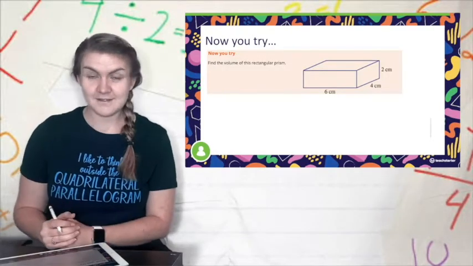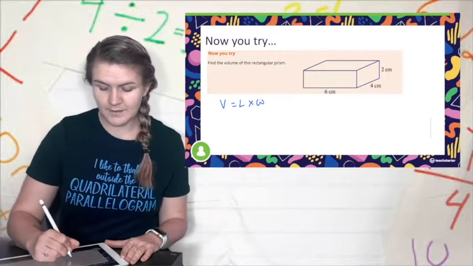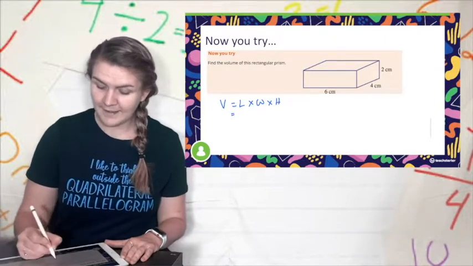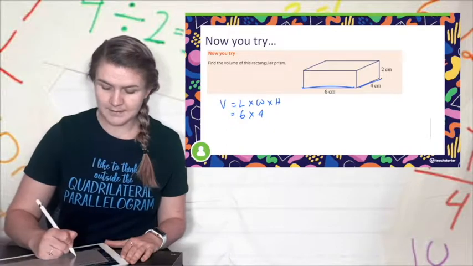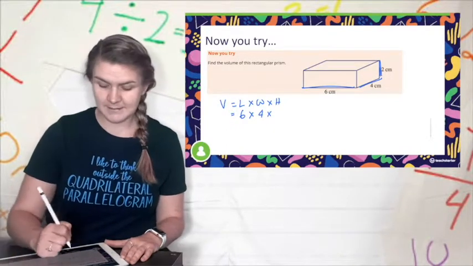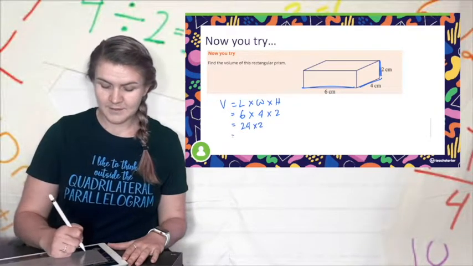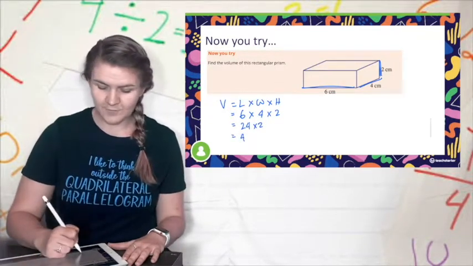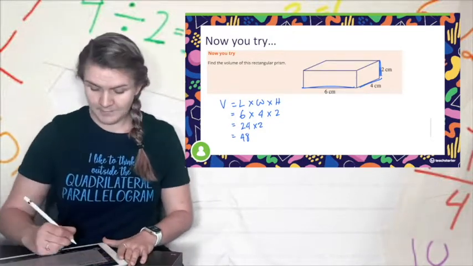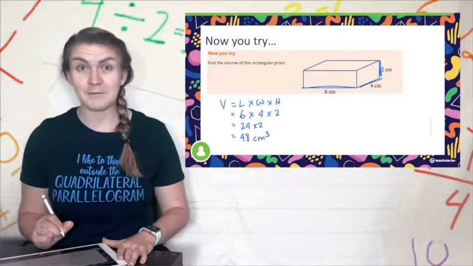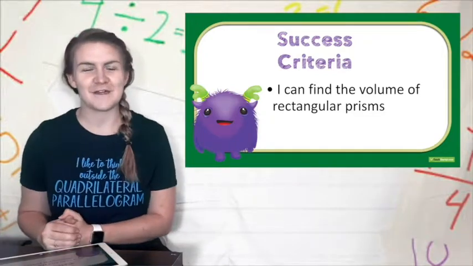Let's check your answers. First step, write your formula. V equals length times width times height. My length is 6 centimeters. My width is 4 centimeters. And my height is 2 centimeters. 6 times 4 is 24 times 2. 24 times 2 is 48. If you can do that in one step, you're welcome to. Now my units. I'm going cubic centimeters, remembering my little 3. I hope now you can use your formula to find the volume of rectangular prisms.